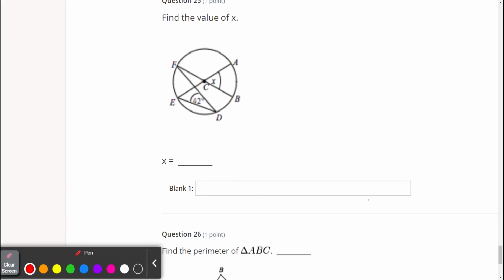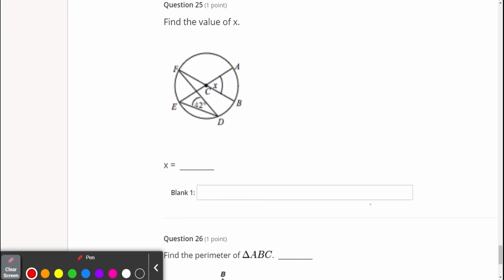25 is a little hard to look at, but what's the one piece of information that you have there? If you get a question that is hard to look at, just focus on the one piece of information that you have. If you know this angle is 42, what else do you know? X is 42? Oh, I thought that was like the coordinate line. You multiply it by 2 in order to get that.